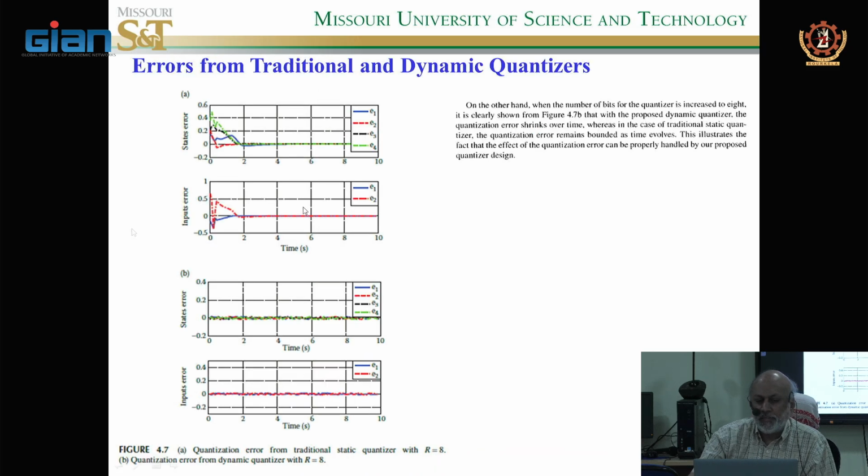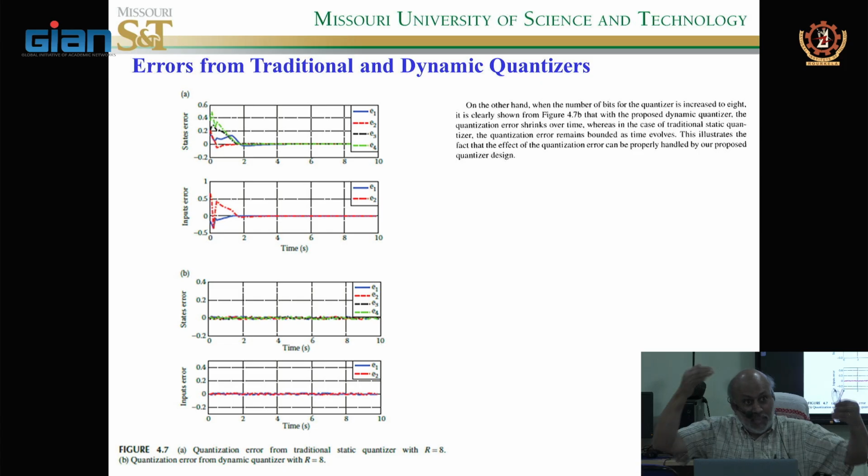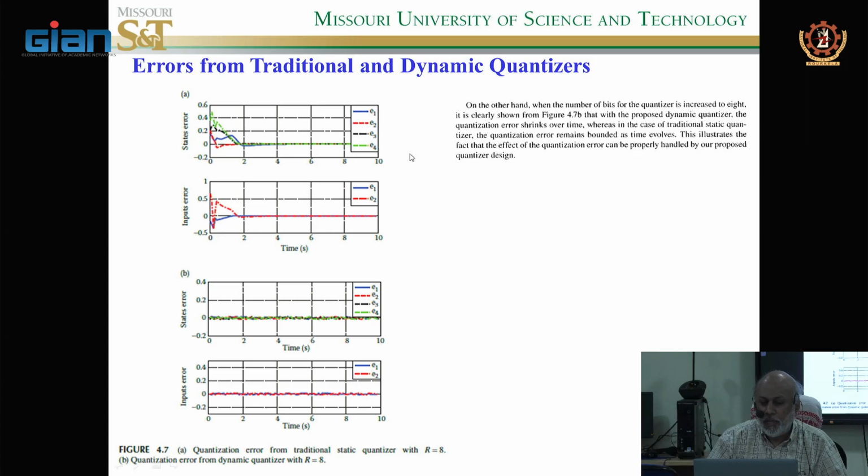Now in this case, errors from traditional and dynamic quantizers. I want to vary the number of bits and see what will happen. Remember I told you, as I increase the number of bits, the errors in a traditional quantizer would also come down, right? And that's what happens. But there's a difference. Result A is the quantization error from the traditional static quantizer with R equal to 8. When R equal to 4, it blows up. When R equal to 8, you have initial errors, but it converges.